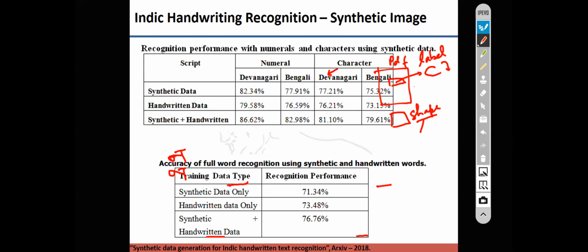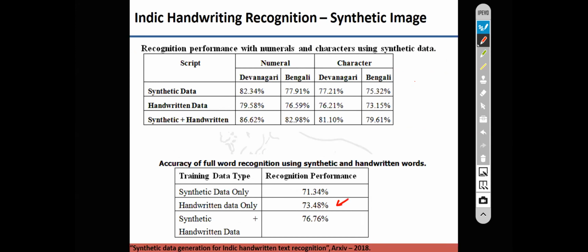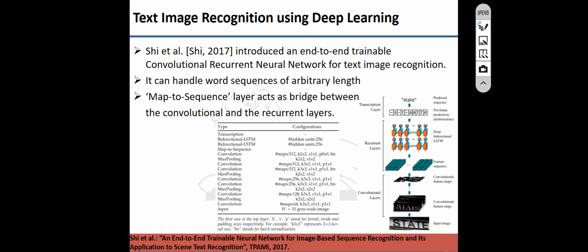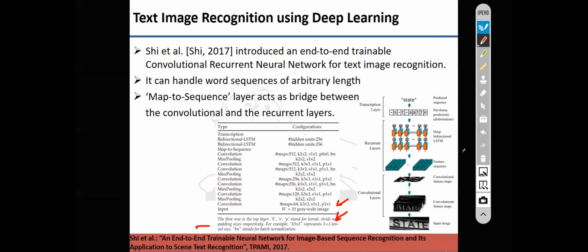Now let us see how deep learning can help us. Deep learning, as just a simple framework, how it will help in recognizing the words. So it's a simple framework. Okay, now it may be old.